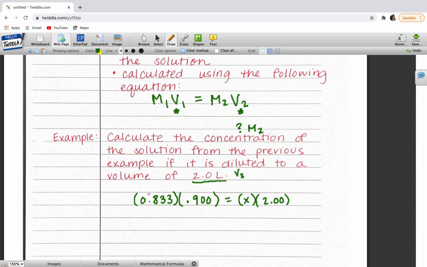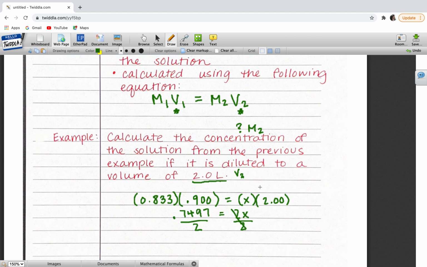Okay, so then we just use order of operations, and I'm going to multiply either side of this equation. So 0.833 times 0.9 gives me 0.7497. Now remember, I'm not rounding anything until I get to the end. And then 2 times x is going to give me 2x. So then to solve for x, I need to divide both sides by 2. That way this guy cancels out. And whatever I do to one side, I have to do to the other. So 0.7497 divided by 2 is going to give me 0.37485, but we're at the end of our calculation.